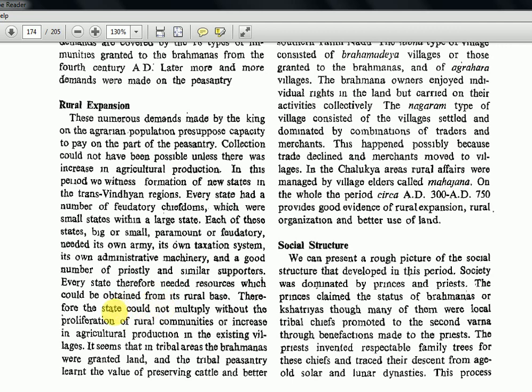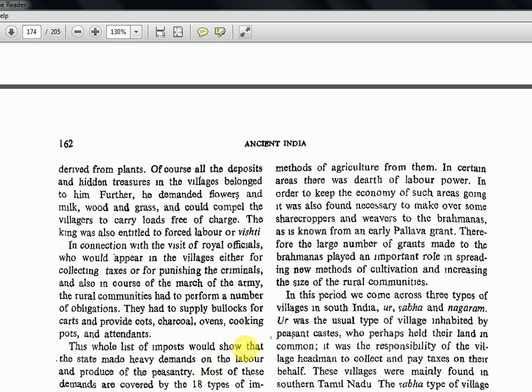Therefore, the state could not multiply without the proliferation of rural communities or increase in agricultural production in the existing villages. It seems that in tribal areas, the Brahmanas were granted land, and the tribal peasantry learned the value of preserving cattle and better methods of agriculture from them. So again, rural expansion was very much important for any kingdom to sustain. That is the full story. Don't worry, this much lines are written. The line gist is that only.